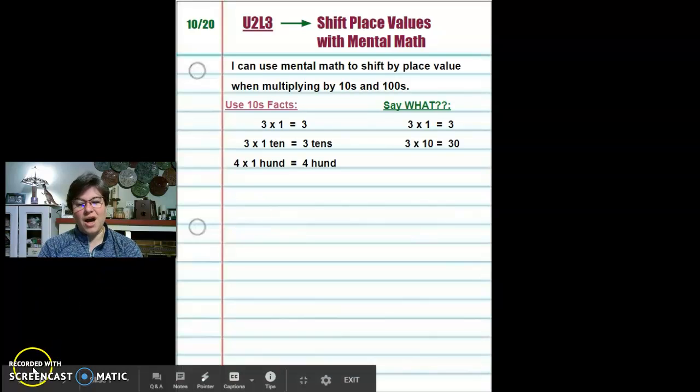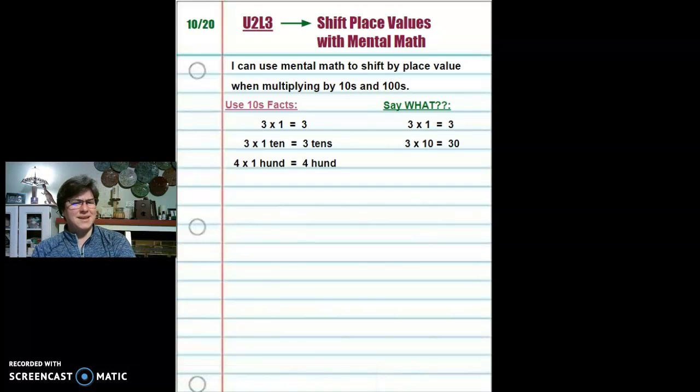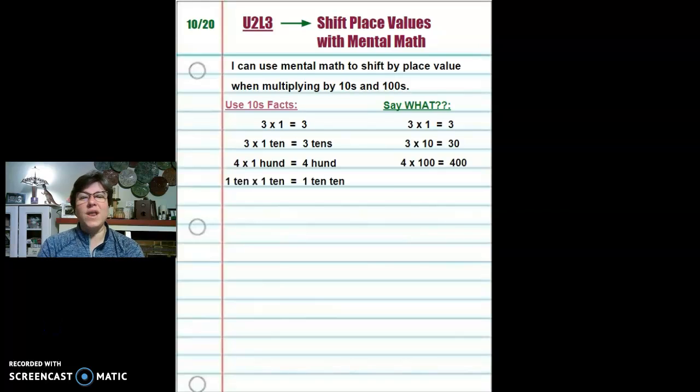What about hundreds? Well, if 3 groups of a 10 made 3 10s, doesn't it make sense that 4 groups of 100 makes 400? And I would rename that. 4 times 100 makes 400. Well, now, what if I had a 10 and I did 10 groups of that 10? That makes a 10 10.